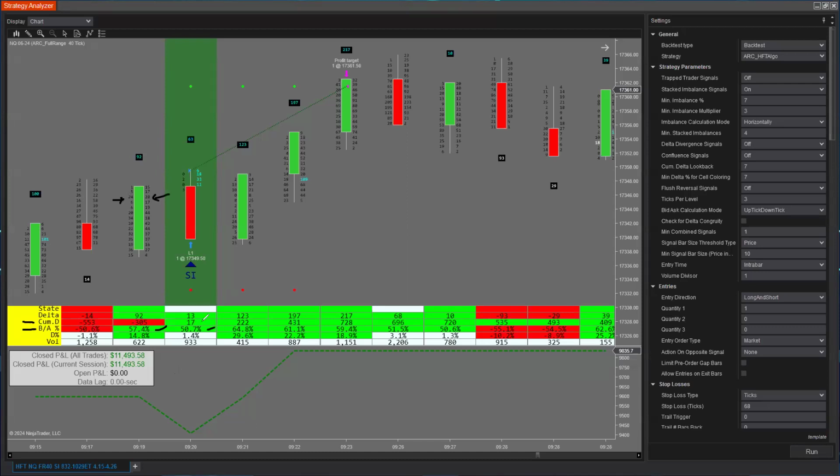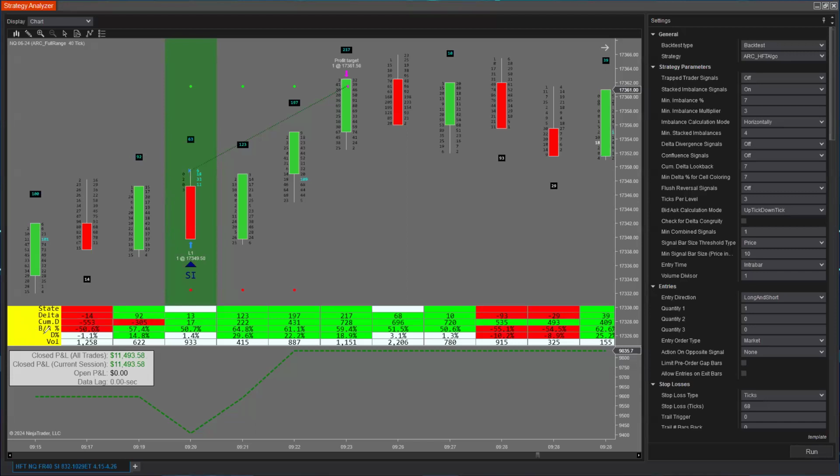Notice that if the cumulative delta is positive, it's green. If the delta is positive, it's green, right? If the bid ask percentage is above 50, it's green. If it's below 50, it's actually going to show as negative 50, even though that's technically not possible, but it will also color red. Okay, so that's happening there.